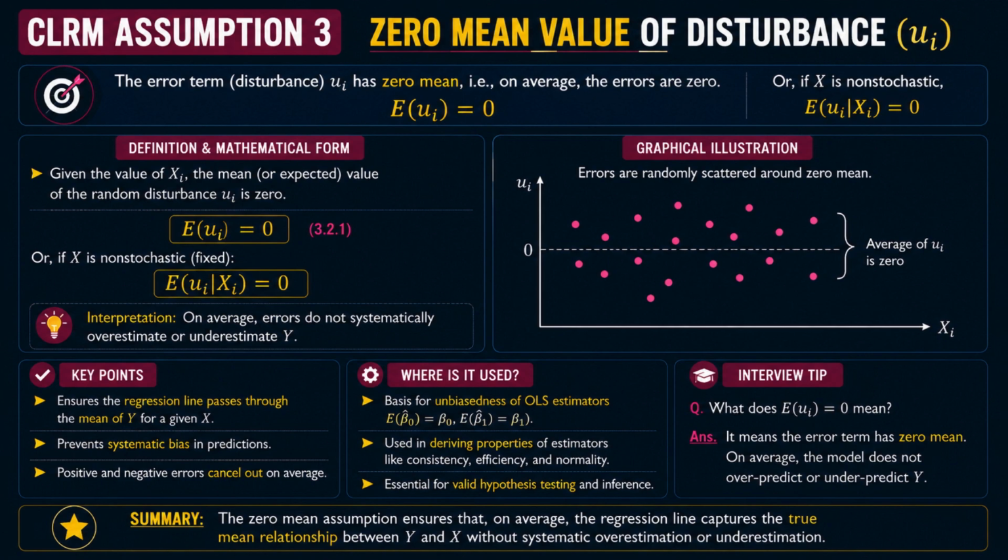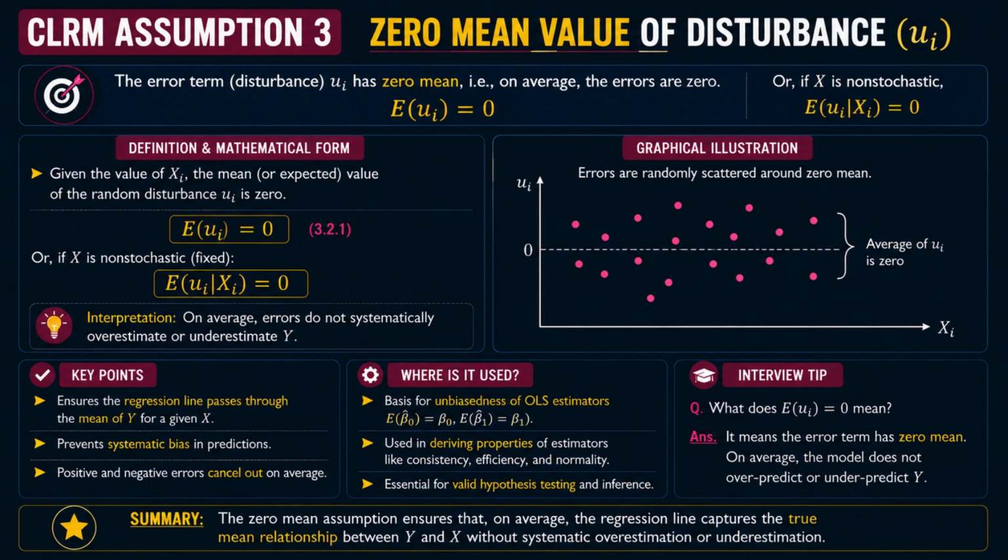Next comes the third assumption, which is the zero mean of the disturbance term. This assumption says that the expected value of the error term is 0. What does that mean in practical terms? It simply means that on average, our model neither consistently overestimates nor consistently underestimates the dependent variable. Any prediction errors are random rather than systematic.